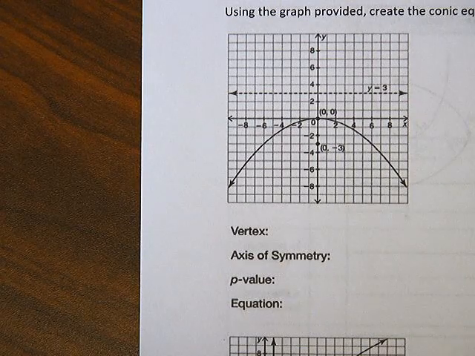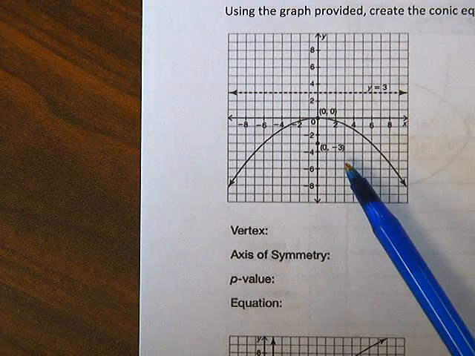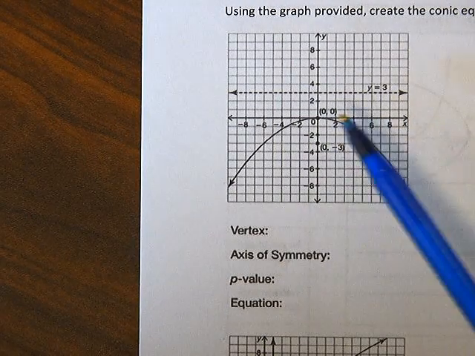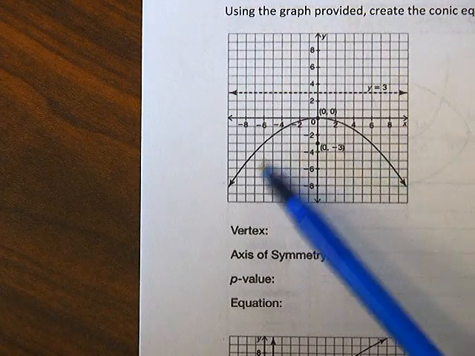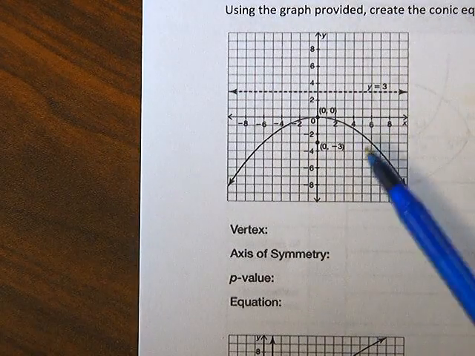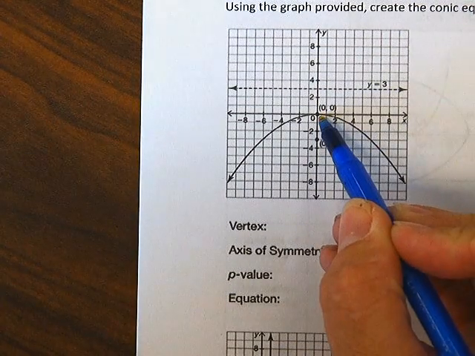Okay, so let's put some of those formulas into action and see how we use them. So our first one on the back page shows a parabola that opens downwards. So we know the A value for that would be negative. Same goes true for the P. It's going to be negative. Our vertex is right here at 0, 0.